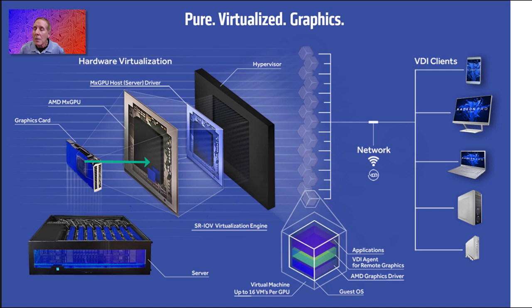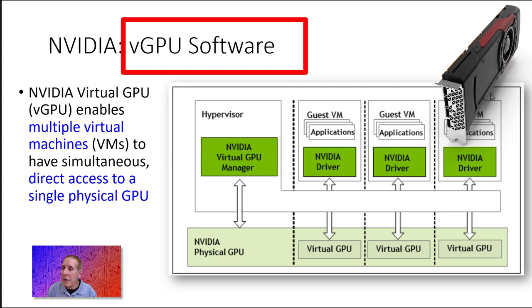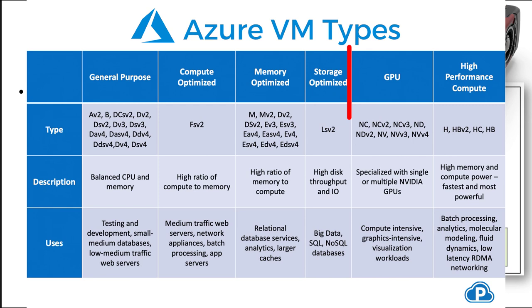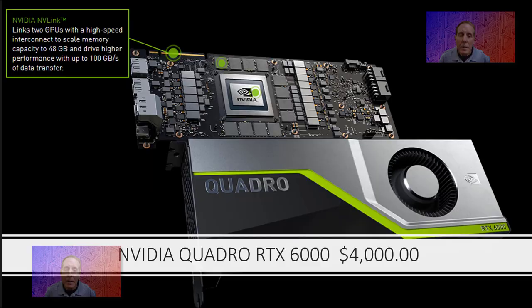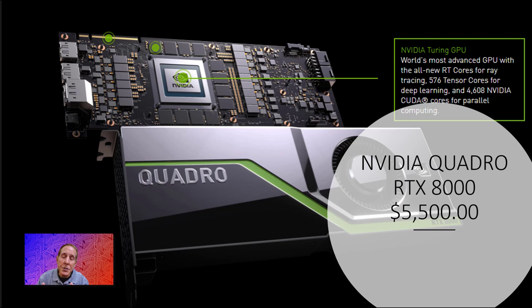We need an extremely fast pipe from the graphics card to the VMs, and even more than one virtual machine being able to share a video card. This is happening right now. NVIDIA has a product called Virtual GPU Software, and it enables multiple virtual machines to simultaneously access a single physical GPU. Microsoft Azure and other cloud providers are going to be able to offer PCs and servers with high graphical throughput. NVIDIA's Quadro RTX 6000 is one of the video cards they make available for this type of technology. It's only $4,000. This is their Quadro RTX 8000, again available for this type of technology, $5,500. Of course, they're not available.